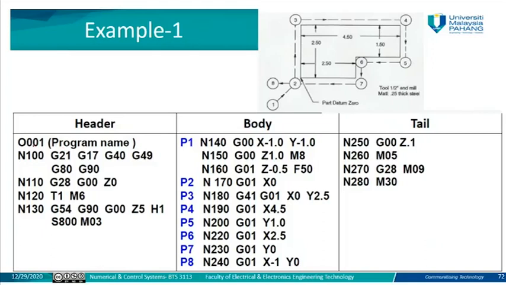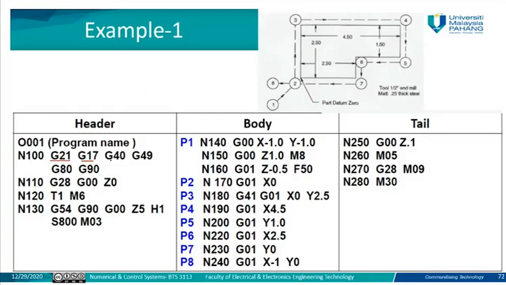So here the header defines the program number or program name. Then we have to define absolute or incremental. In addition to absolute and incremental, we need to define the metric or inch range. We also need to define the plane. Is it XY, XZ, or ZY?